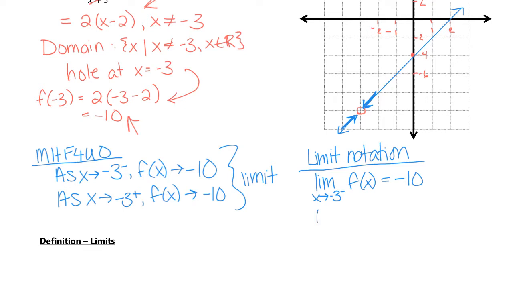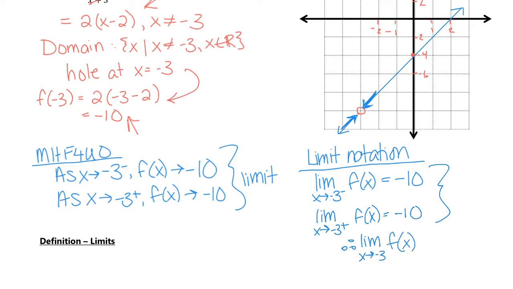Then the limit as x approaches negative 3 from the right for this function f of x is equal to negative 10. If our limit from the left is equal to the limit from the right, then that limit exists and it is equal to negative 10. So we would conclude that the limit as x approaches negative 3, from the left and the right, for that function f of x is equal to negative 10. That would be our conclusion.